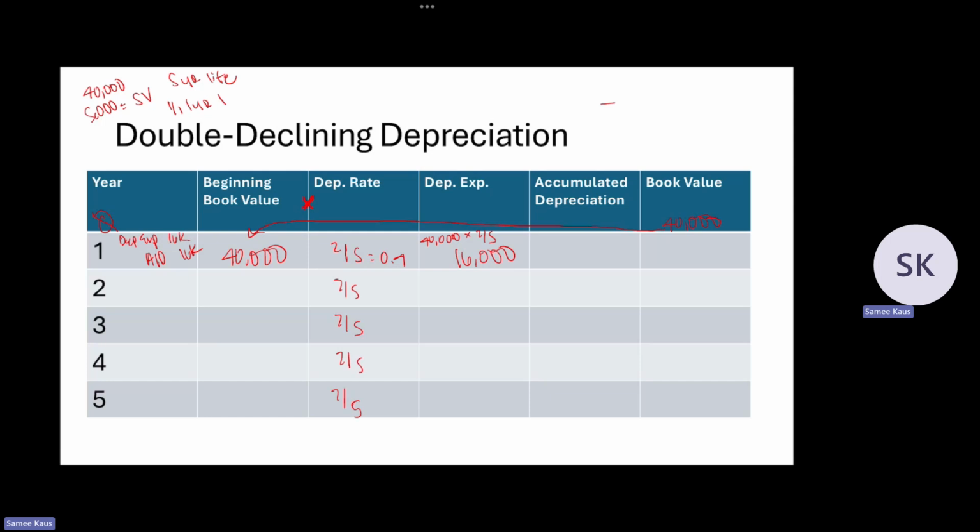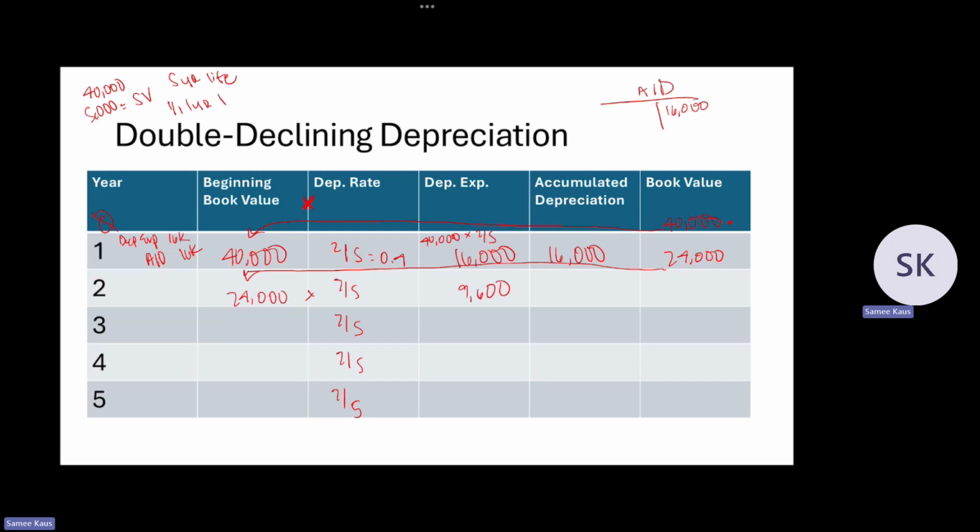So when I think about my total accumulated depreciation T account, I've hit it for 16 after year 1. That's what it is in total after year 1. Then my book value: I started at 40, which is just my cost of my asset, and I've recognized depreciation expense of 16. So now I have a book value of 24. What that means is this now shoots over and becomes my beginning book value. So I have 24 multiplied by 0.4 gives me 9,600.